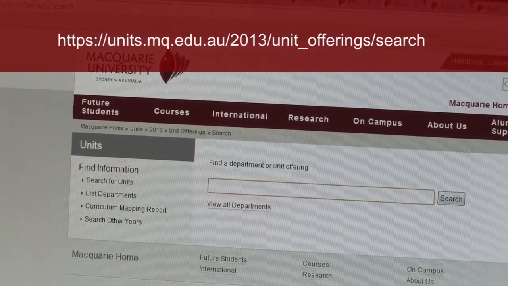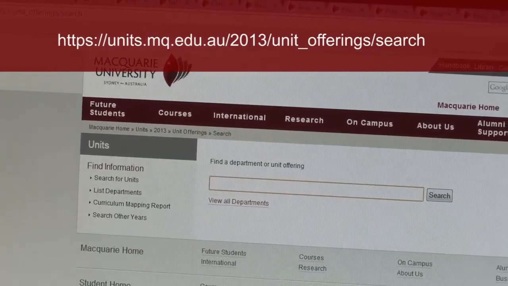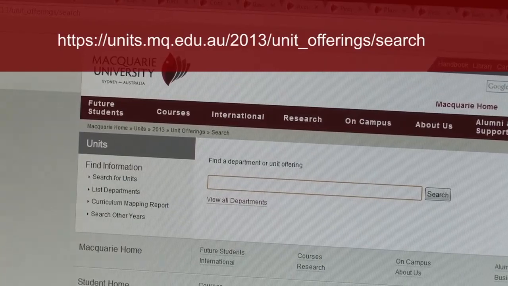Okay, so my next question is, how many units do I have to study a session if I'm a full-time student at Macquarie? Well, the unit says you have to do at least 17 credit points a full year, or 9 each session, to be a full-time student. So that means you have to do at least 3 units a session to be a full-time student. But most university students do 4, so they can finish their degree faster.